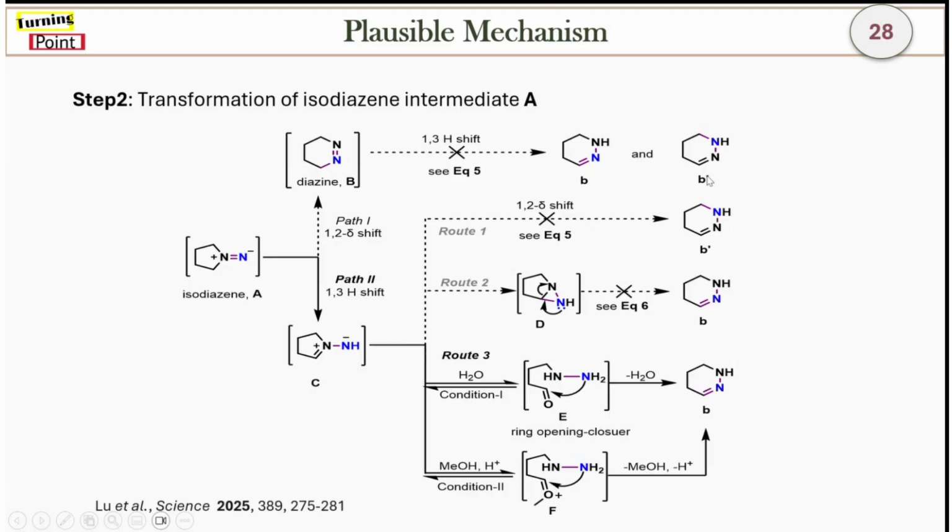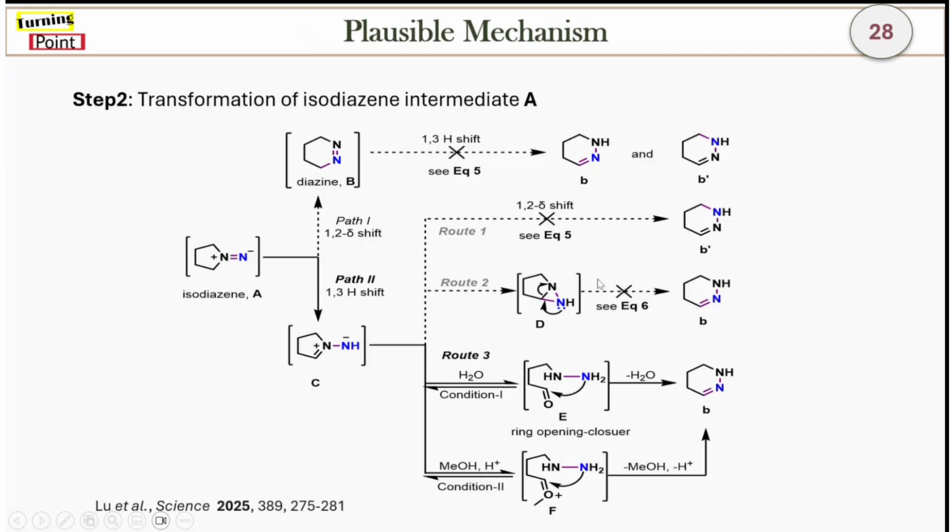But from the isotopic labeling experiment we have seen that there is no product formation like B dash in their analysis. So this path has been ruled out by their isotopic labeling experiment. Then another possible pathway is formation of the 1,3 dipolar intermediate through this 1,3 hydrogen shift. Then it still has 3 routes. In the first route, it can go through 1,2 sigma migration and form the product like B dash, but that is contradictory to their isotopic labeling experiment, so this path has also been ruled out. Then another possibility is that it can cyclize to form this diazirine intermediate.